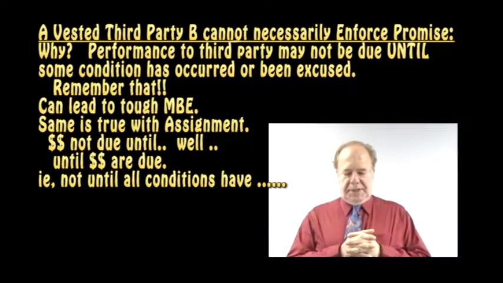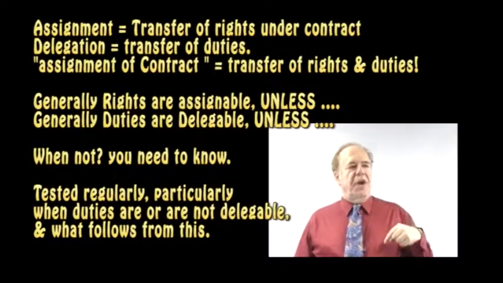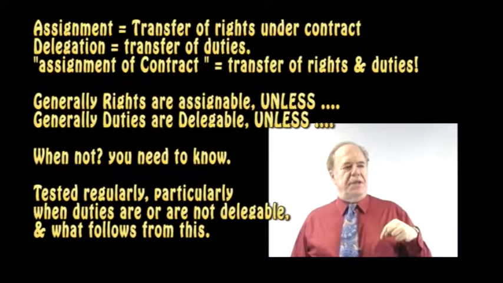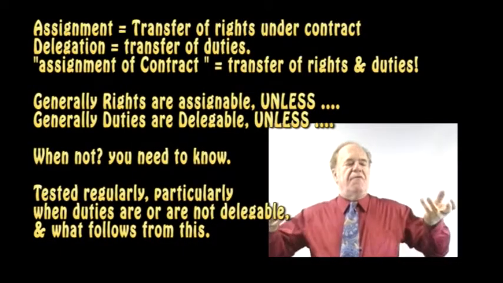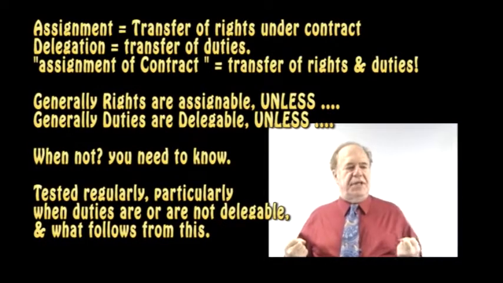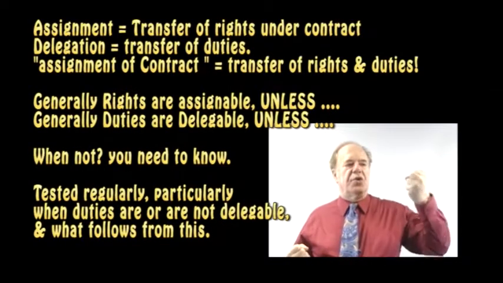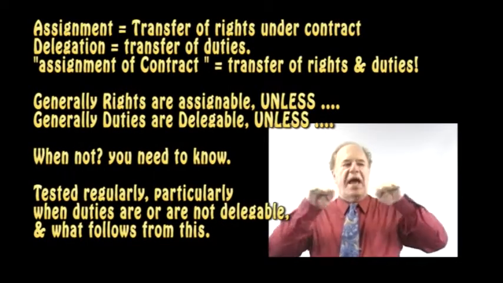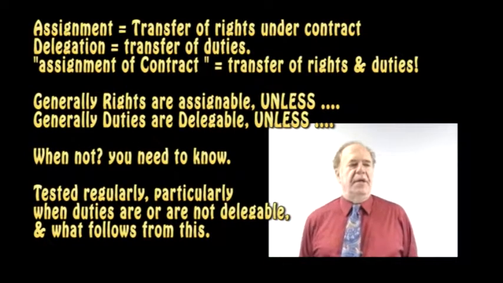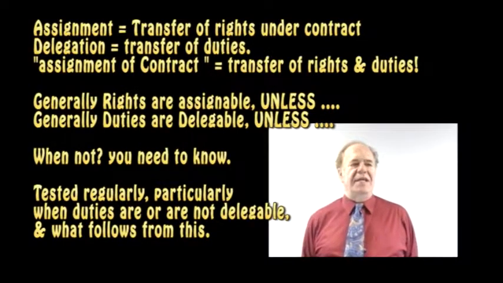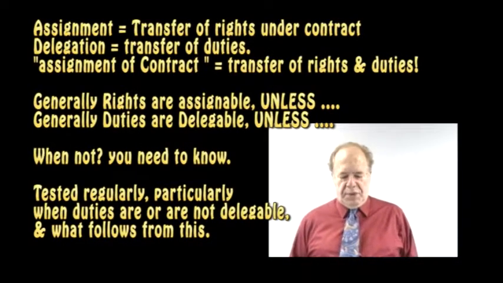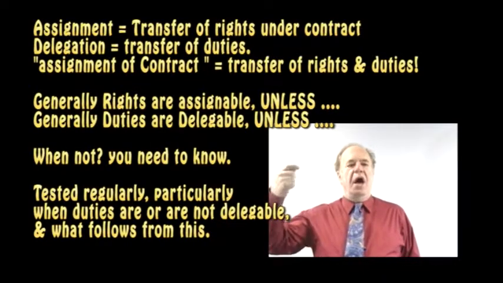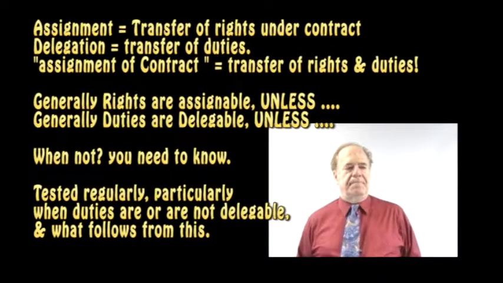Assignees and delegates. Assignees get rights, delegates get duties. After the time of the original contracting, if one of the parties transfers his or her rights or his or her duties to a third person at some time after the original contract, we no longer are talking third-party beneficiaries. We're talking assignees if we're talking a transfer of rights, such as to get paid, or we're talking delegation if we're talking a duty to do a performance.